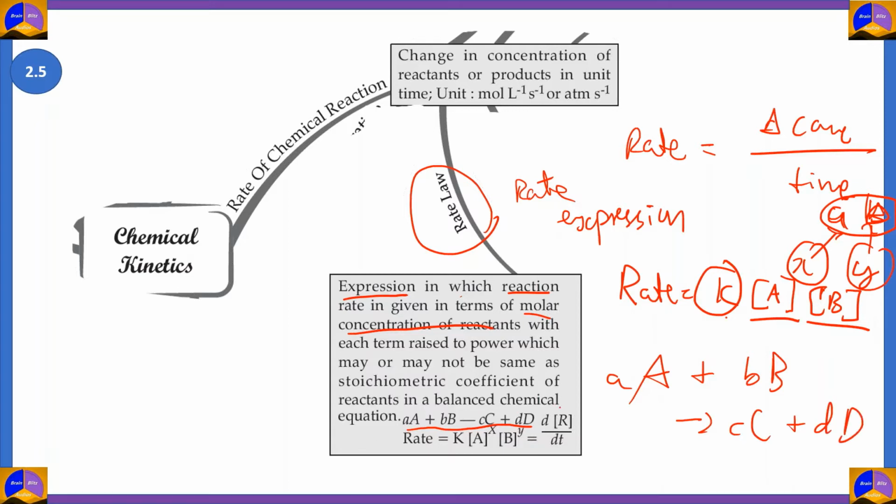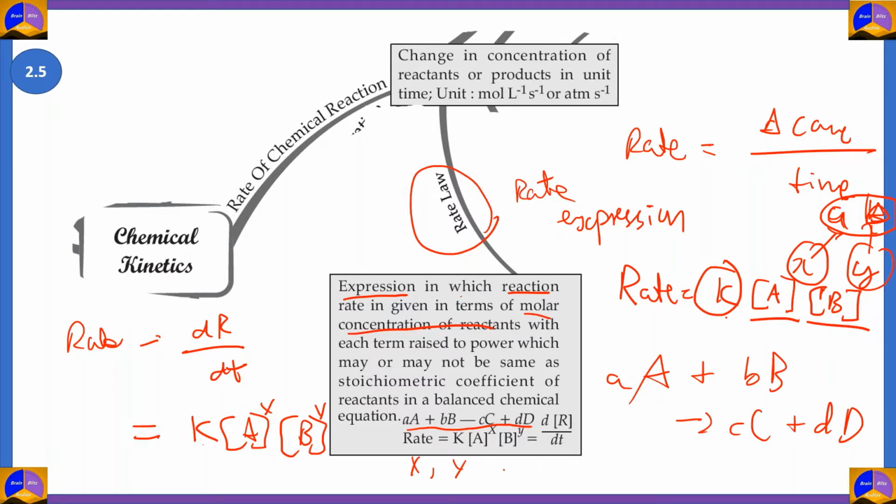So the equation here is aA plus bB gives cC plus dD. And our original expression for rate is dR by dt. And so now it can also be represented as rate constant K into the concentration of A raised to X into the concentration of B raised to Y. X and Y can be any power. They may be the coefficients, they may not be the coefficients.